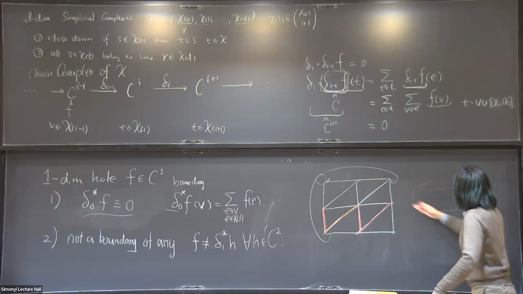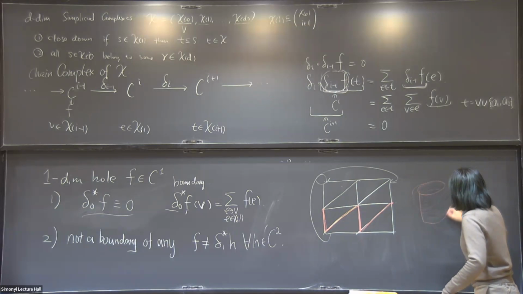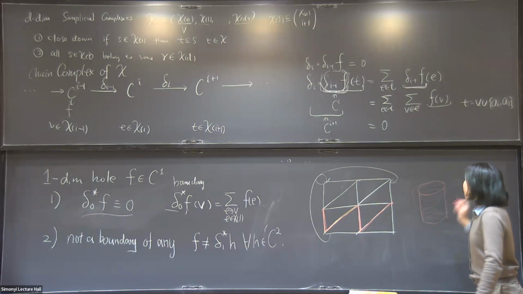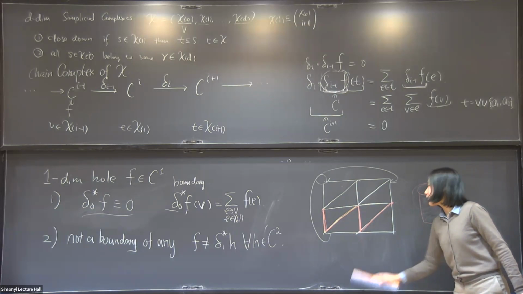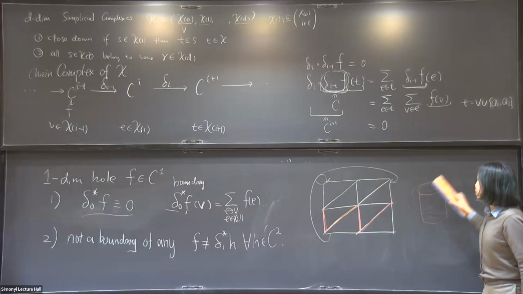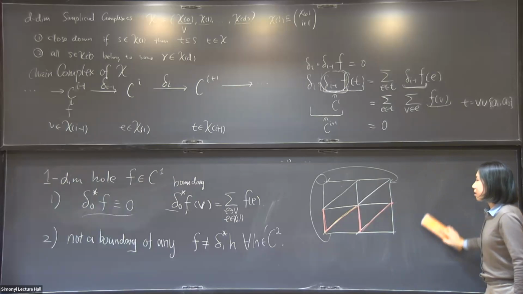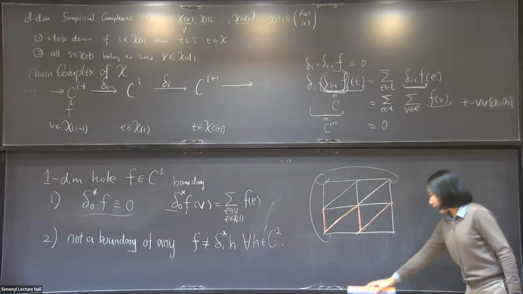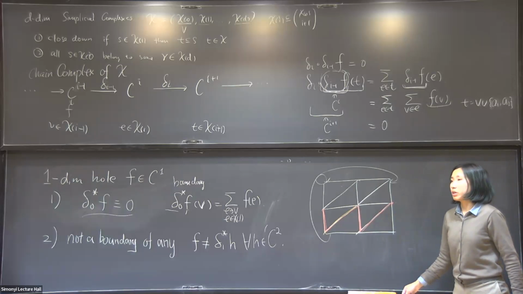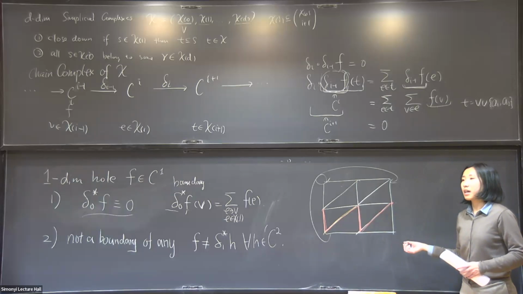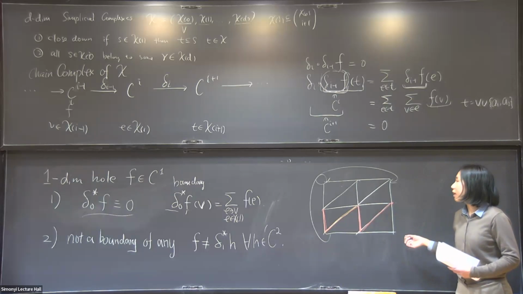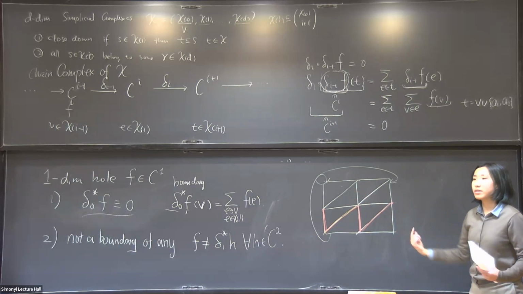Yeah, that's true. Oh, you're right. So it becomes some sort of cylinder. Yeah, that's right. But that is to say this is not a boundary of anything, and because of that, this is a witness of the fact that Z1 is not equal to B1. And in general, if Z1 is not equal to B1, then there exists such a hole in this simplicial complex.